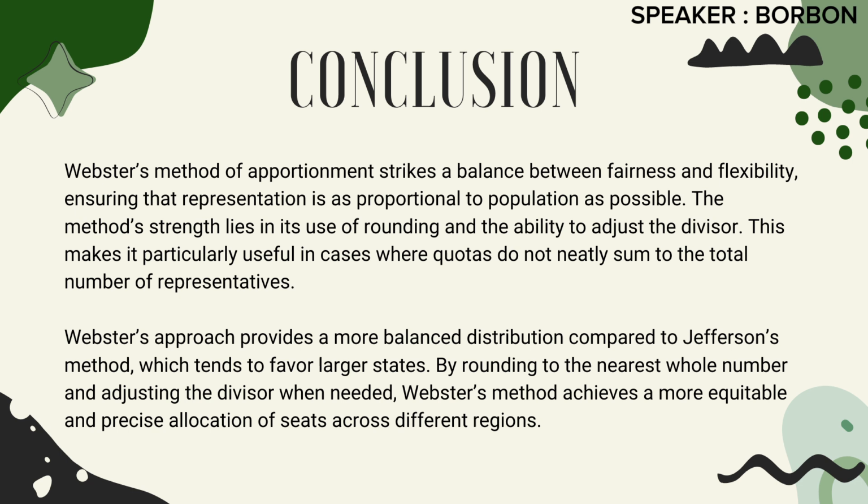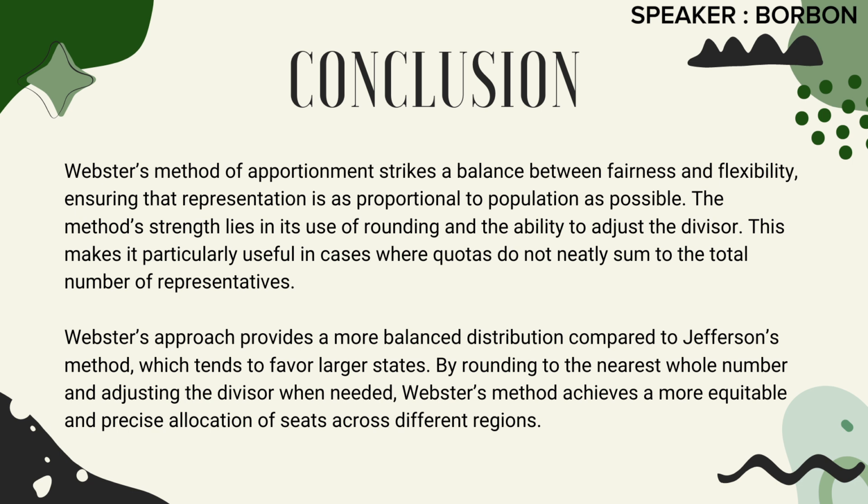Here's the conclusion or generalization about Webster's method. Webster's method of apportionment strikes a balance between fairness and flexibility, ensuring that representation is as proportional to population as possible. The method's strength lies in its use of rounding and the ability to adjust the divisor. This makes it particularly useful in cases where quotas do not neatly sum to the total number of representatives.